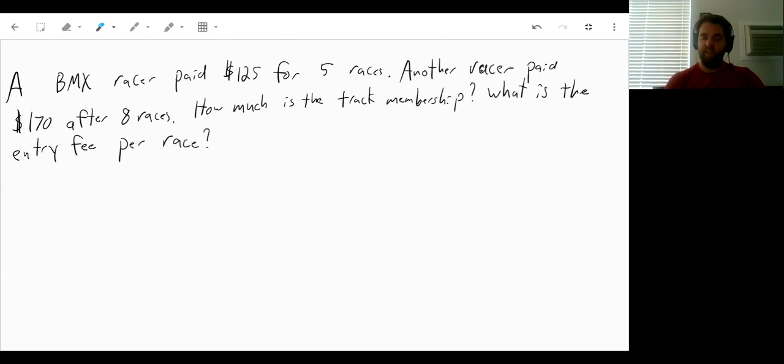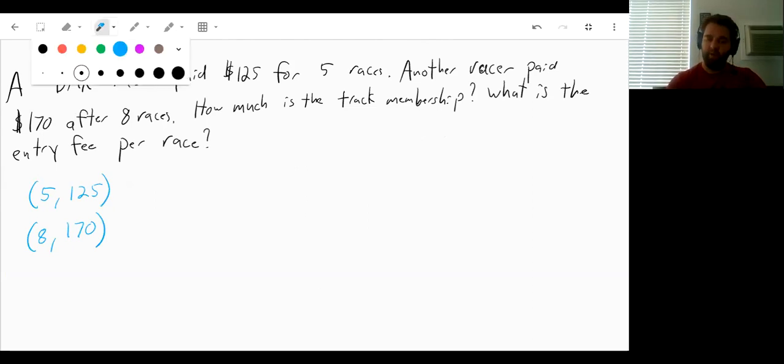Well, the first thing that I'm going to notice is it's giving us multiple points of information. So after 5 races, so 5 times that we pay this entry fee for the race, we paid a total of $125. Well, then after 8 times that we pay this entry fee, we pay a total of $170. So we actually have 2 points, and that's enough for us to figure out the equation of our line.